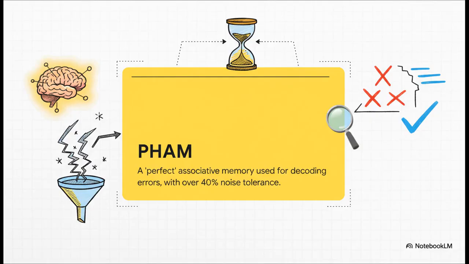Pillar number 2 is PAM. That stands for Perez Hourglass Associative Memory. And this is the error correction engine. The theory is that it's a perfect associative memory. That means it can take a noisy, corrupted piece of data and, boom, instantly figure out what the correct original information was supposed to be.